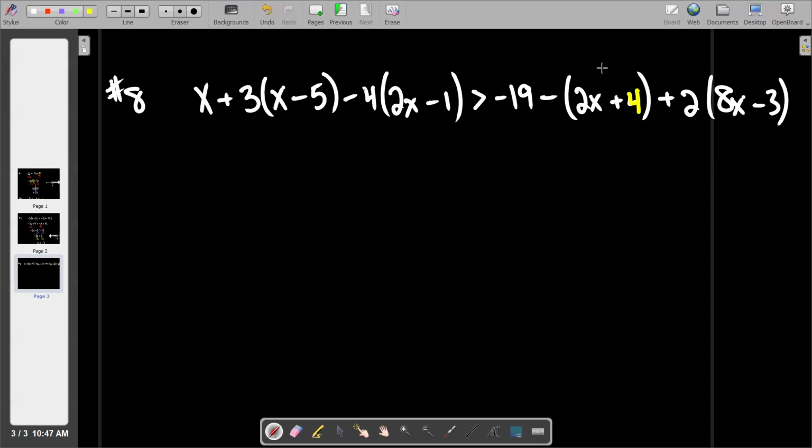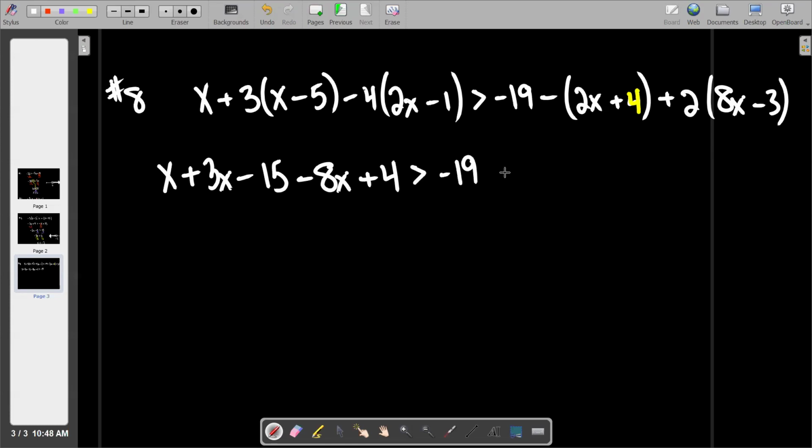All right, pausing. Last one. Zoom recording. Here it goes. Real quick, do a quick comparison. Make sure you and I are on the same page. Your first line after, of course, copying the problem should say, here we go, x plus 3x minus 15 minus 8x, watch out, plus 4. Great job if you're nailing it so far, is greater than negative 19 minus 2x minus 4 plus 16x minus 6.